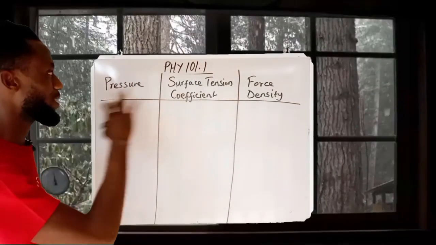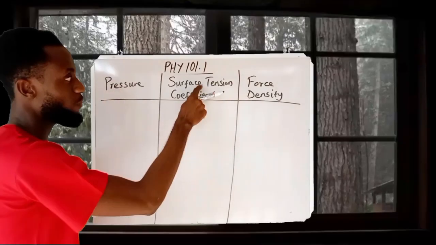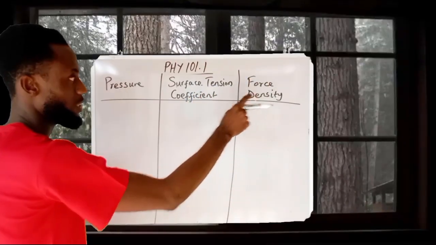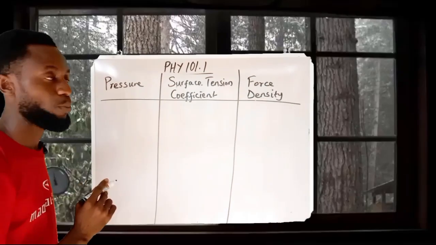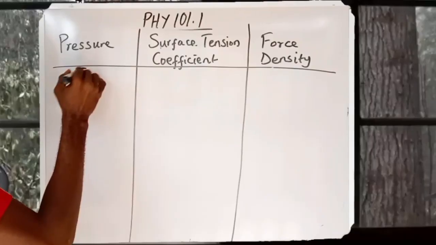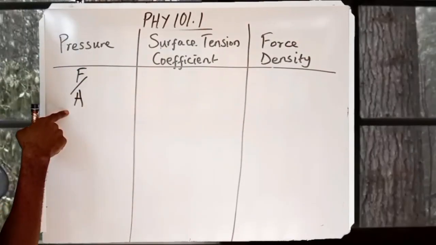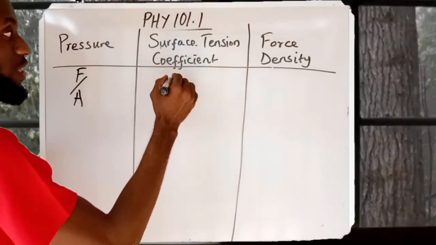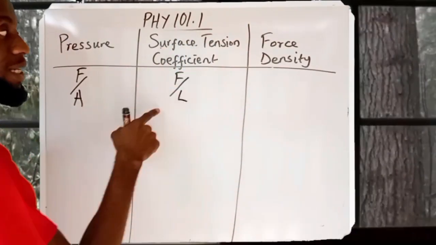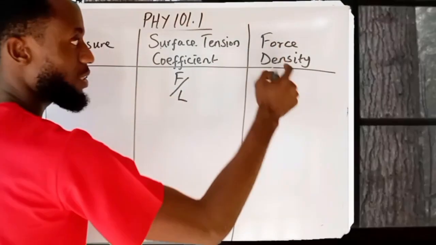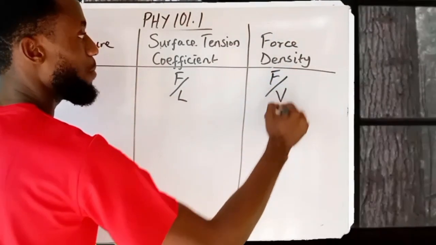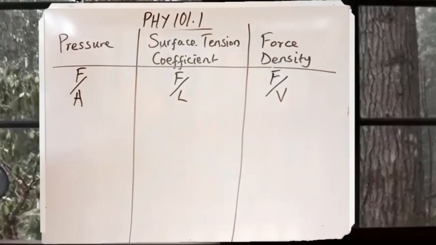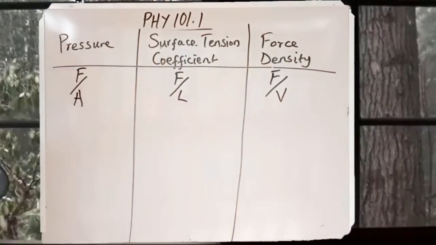These three parameters, pressure, surface tension coefficient, and force density, have similar looking formulas. For example, pressure is force over area. Surface tension coefficient is force per unit length. Force density is the same force but divided by volume. So you see, please take note of these three.